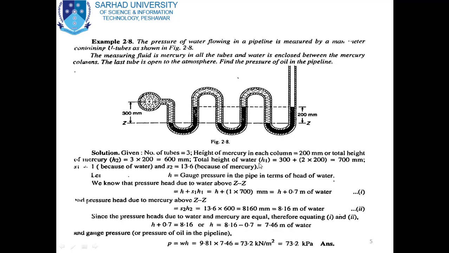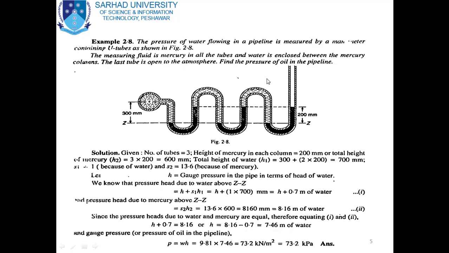Now total height of water H1 is equal to 300 in the first tube, while in the second and third tube it is 200. So 300 plus 2 multiplied by 200 will give you the height of water column, which is equal to 700 mm. Let S1 is equal to 1 because the liquid flowing in the pipe is water, and S2 is equal to 13.6 because the heavy liquid is mercury and the specific gravity of mercury is 13.6.